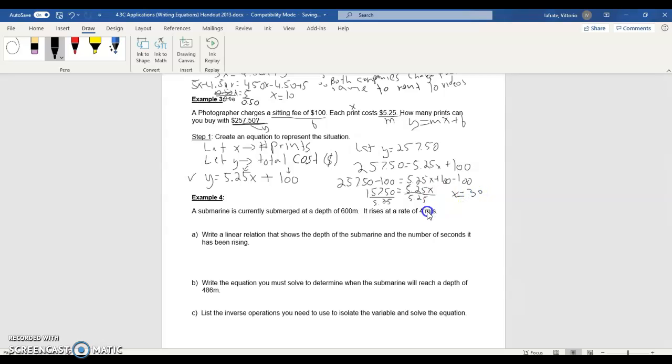And then you can write a therefore statement. Therefore, you can buy 30 prints.